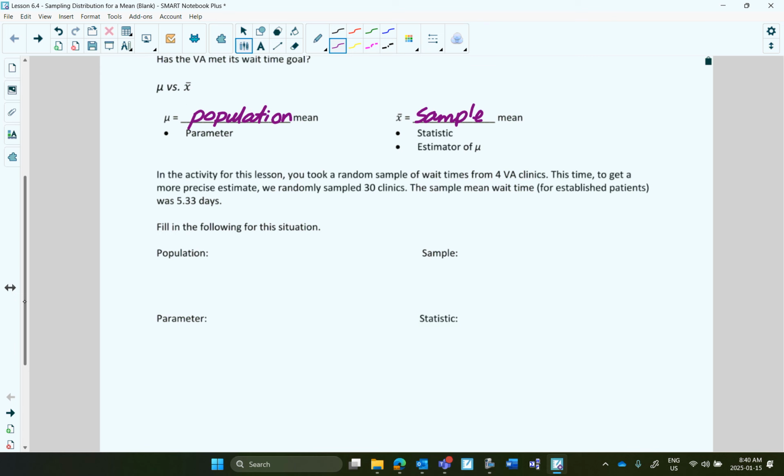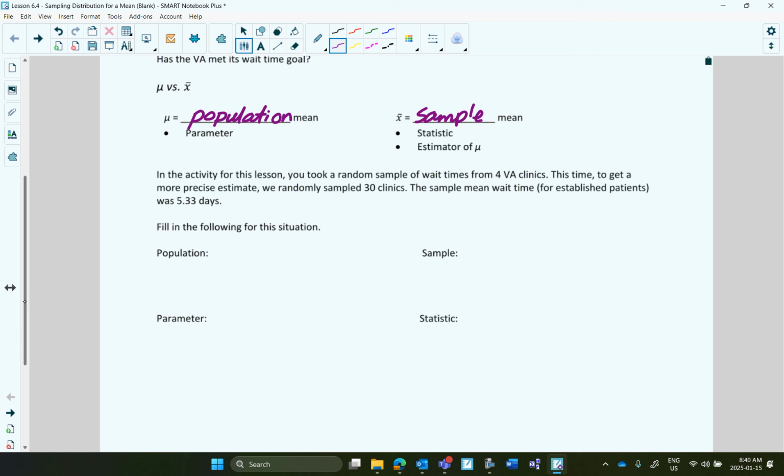So what was done to check this 3-day claim? There was a random sample taken from 4 VA clinics, or sorry, that was something else. That was another activity that we just don't have time to do. The sample was taken of 30 clinics, a random sample. And the sample mean wait time when that random sample was taken was 5.33 days, which suggests right away that maybe they aren't meeting the 3-day wait time because it's over by a couple of days. But we just don't know for sure.